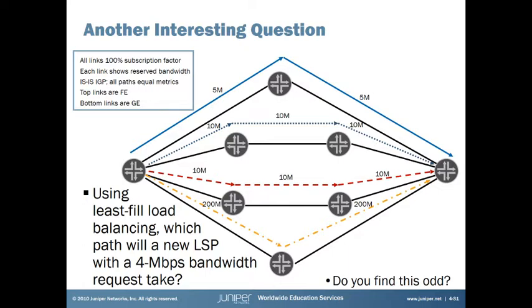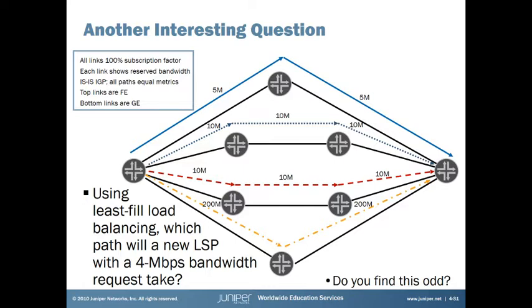So let's look at this one here. Top links are fast Ethernet, bottom links are gigabit Ethernet. Each link shows the reserved bandwidth, so this is the bandwidth that is used already. We have 5 meg reserved on the top link. On the bottom link, we have 200 meg reserved. Bottom links are gigabit Ethernet.